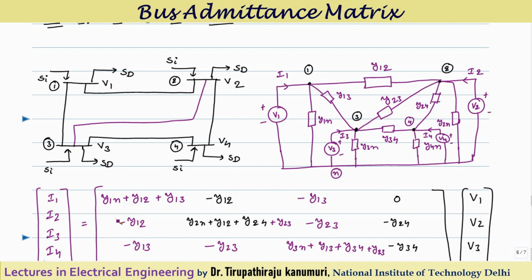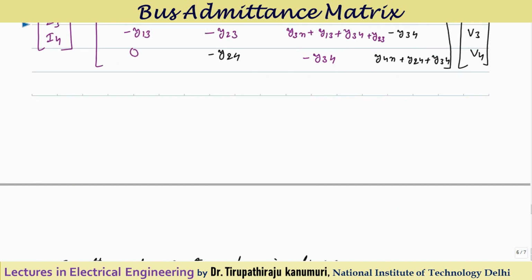Similar is the case between node 2 and 1. What is connected between 2 and 1? Y12 is connected, you have to take the minus sign. Y22 is all elements connected to node 2, that is Y12, Y23, Y24 and Y2n. All these elements I have added here. Similarly between node 2 and node 3, Y23 is connected, minus we have to take. Similarly between 2 and 4, minus Y24. Similar is the case for node 3 and node 4. In that way you have to analyze. I hope how to form the Y bus is clear.